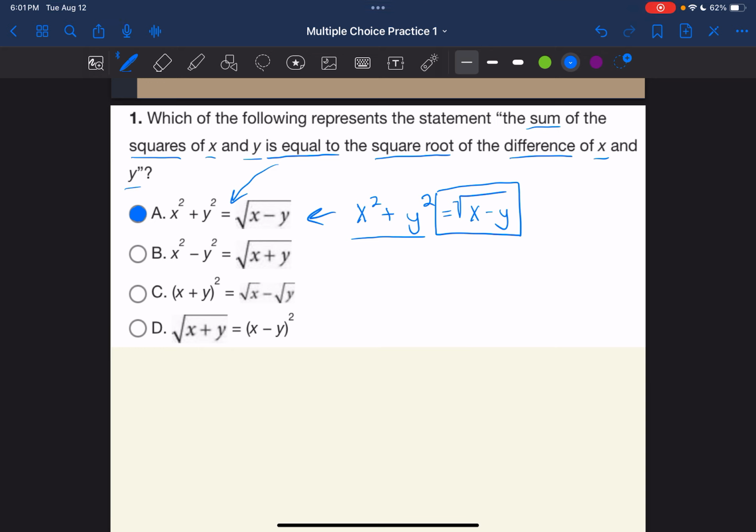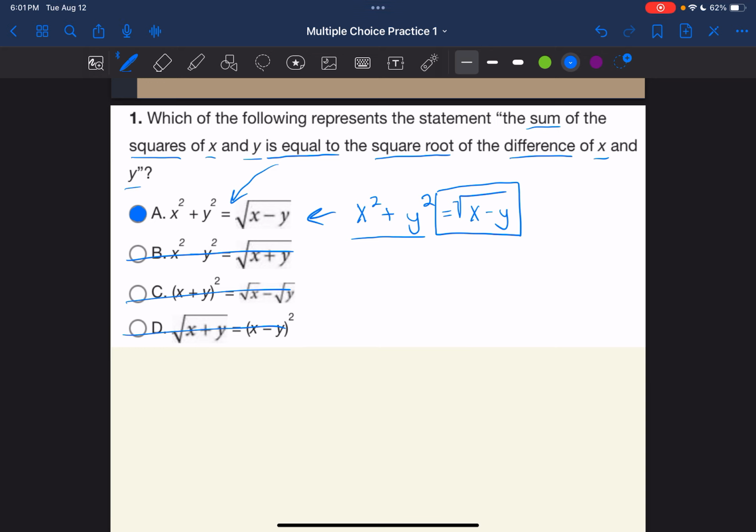Looking at all of the answer choices, none of them, or I shouldn't say none of them, all except A have something drastically different. So B, C, and D on the left-hand side have nothing close to x squared plus y squared. Only answer choice A has it, and so at this point of solving the problem, you can already know that A is going to be the correct answer. You can have confidence in that.